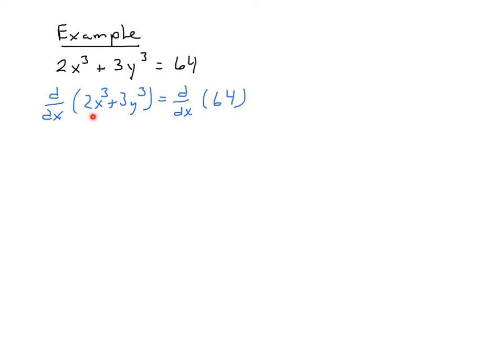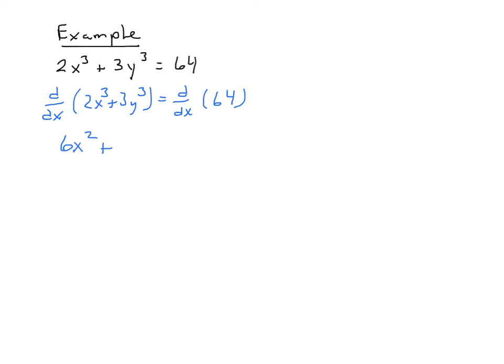So I'll first take the derivative of 2x cubed with respect to x. In that case, because the variables match, it's just my standard derivative rule, so you just use the power rule. And I know that derivative is going to be 6x squared, plus. Now we have the derivative of the 3y cubed.